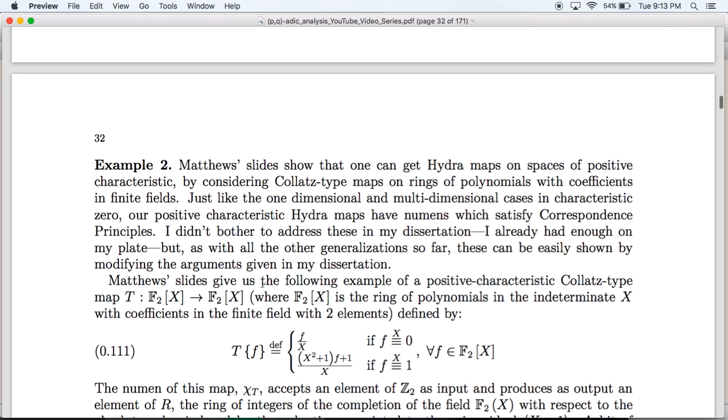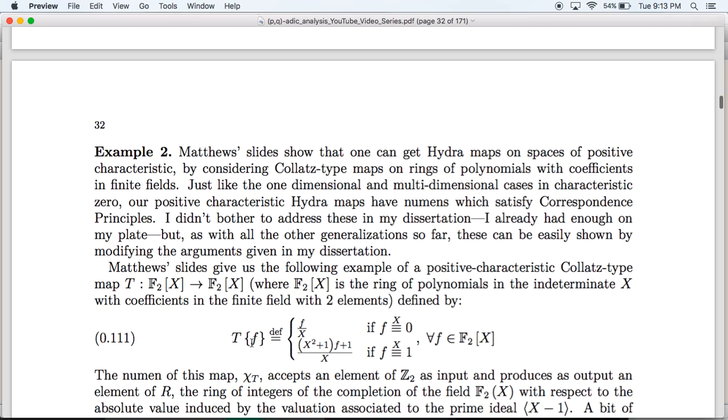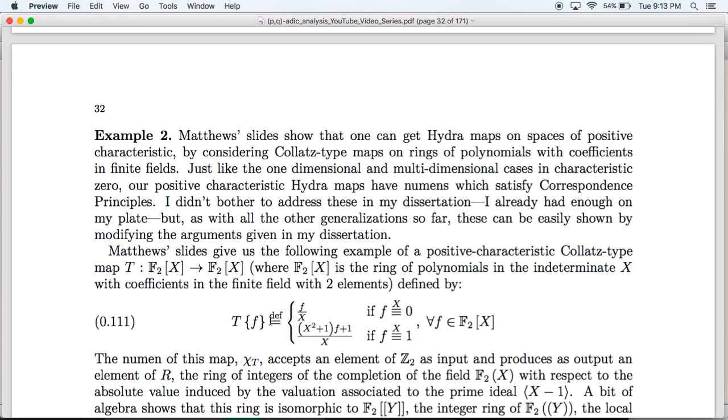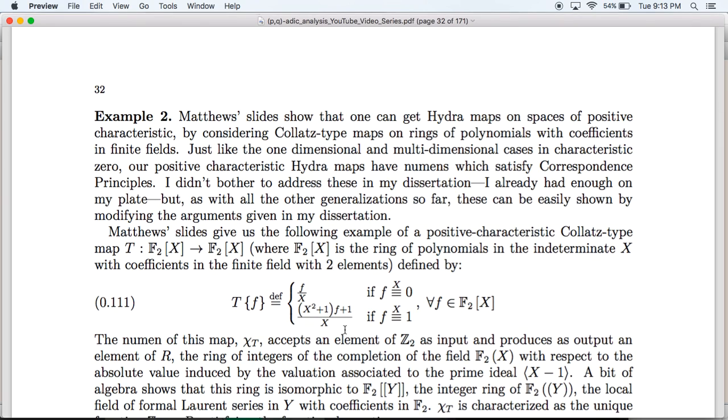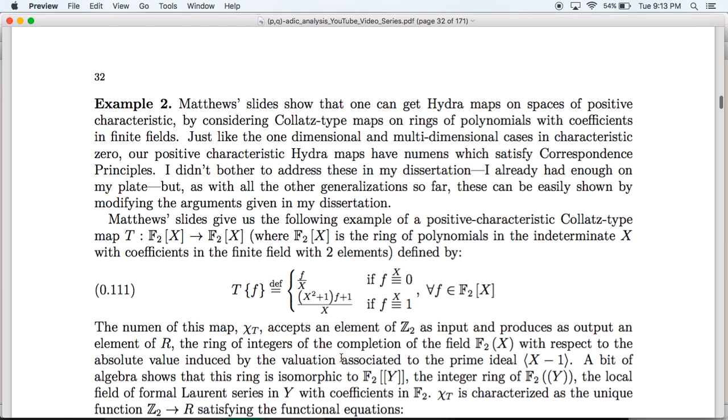Matthew's slides present the following example of a positive characteristic Hydra map. Here, F2[x] is the ring of polynomials in the indeterminate x with coefficients in the finite field with 2 elements. Here, T of f is f divided by x if f is congruent to 0 mod x, and ((x squared plus 1) times f plus 1) over x if f is congruent to 1 mod x. The Numen of this map, chi_T, accepts an element of Z2 as an input and produces as an output an element of the ring R, the ring of the completion of the field of rational functions with coefficients in F2 with respect to the absolute value induced by the valuation associated to the prime ideal x minus 1.